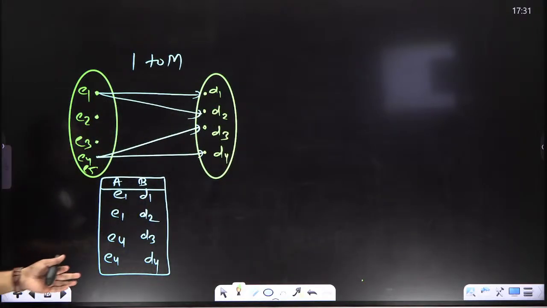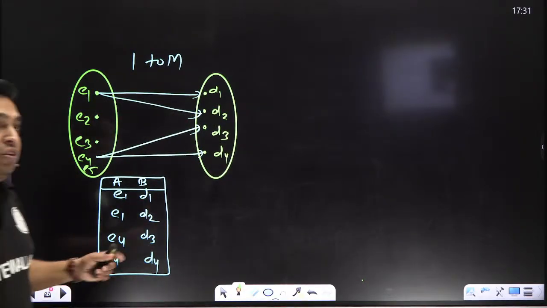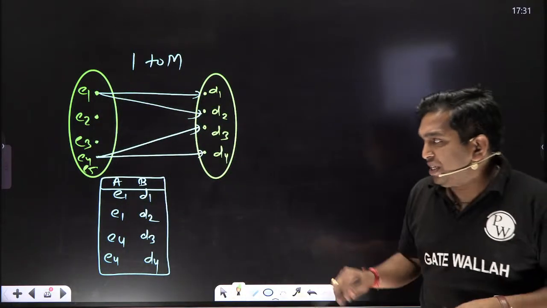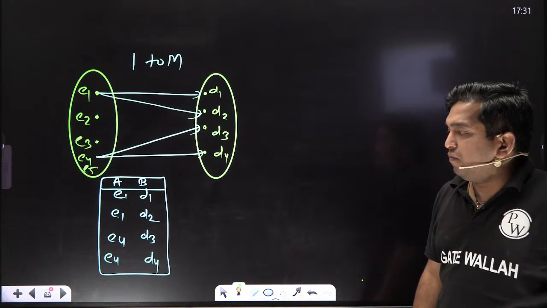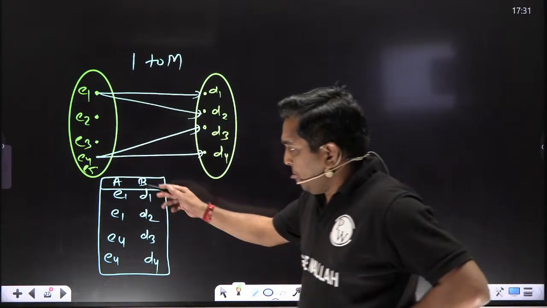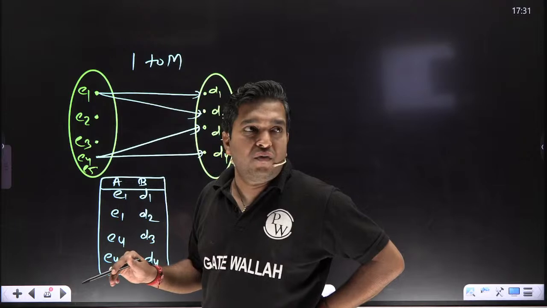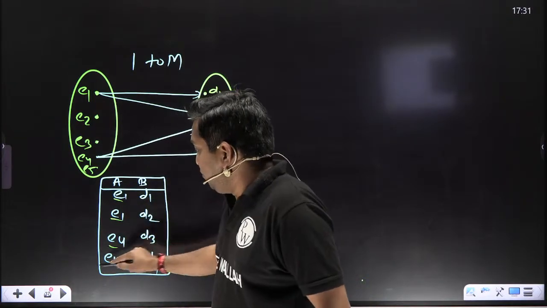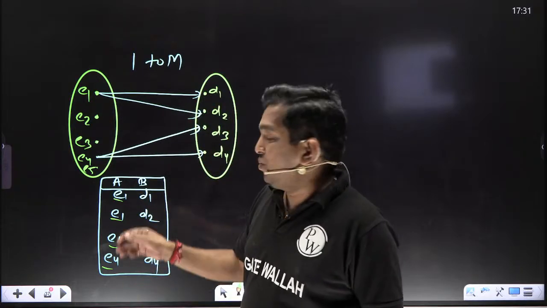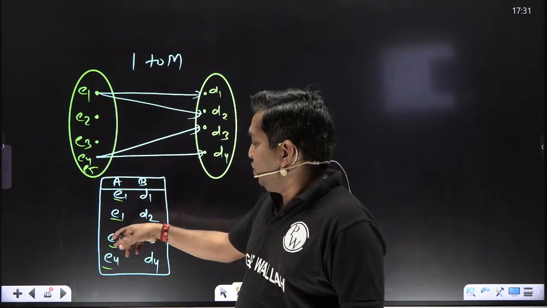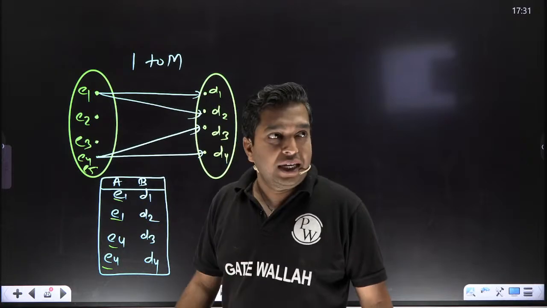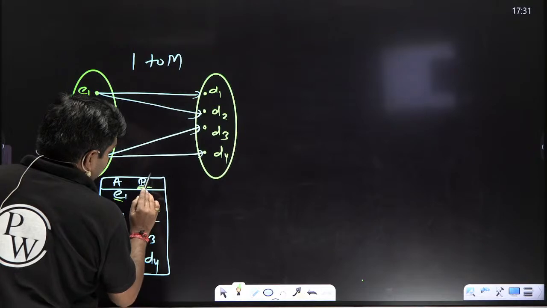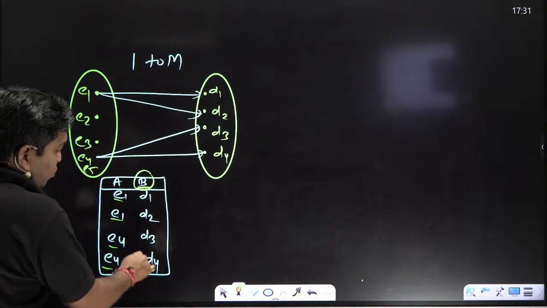Which one can you make a key? Please everyone listen carefully. This is a very important concept. Again I repeat, this is a very important concept. Now you check which one can you make a key. Can you make key A? No sir. Why? Because even this is not unique. E1 with D1, E1 with D2, E4 with D3, E4 with D4 is not even an FD. Getting my point? Can we make a key for B? Yes sir. D1, D2, D3, D4.